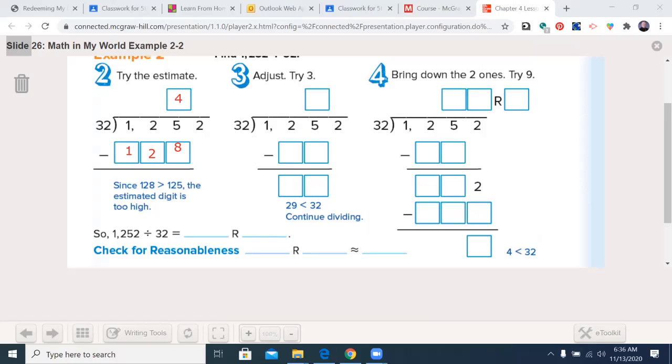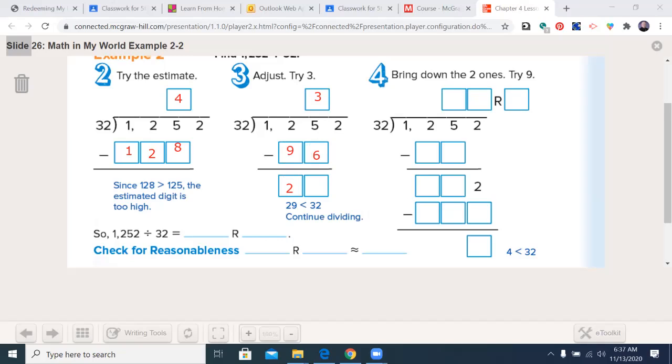Then we subtract, well, wait a minute. Is 128 less than 125? Wrong answer, can't do it. We don't want that because I can't use negative numbers in my standard algorithm. I'm going to have to adjust. Let's try 3. 32 times 3 is 96. I subtract and I get 29.